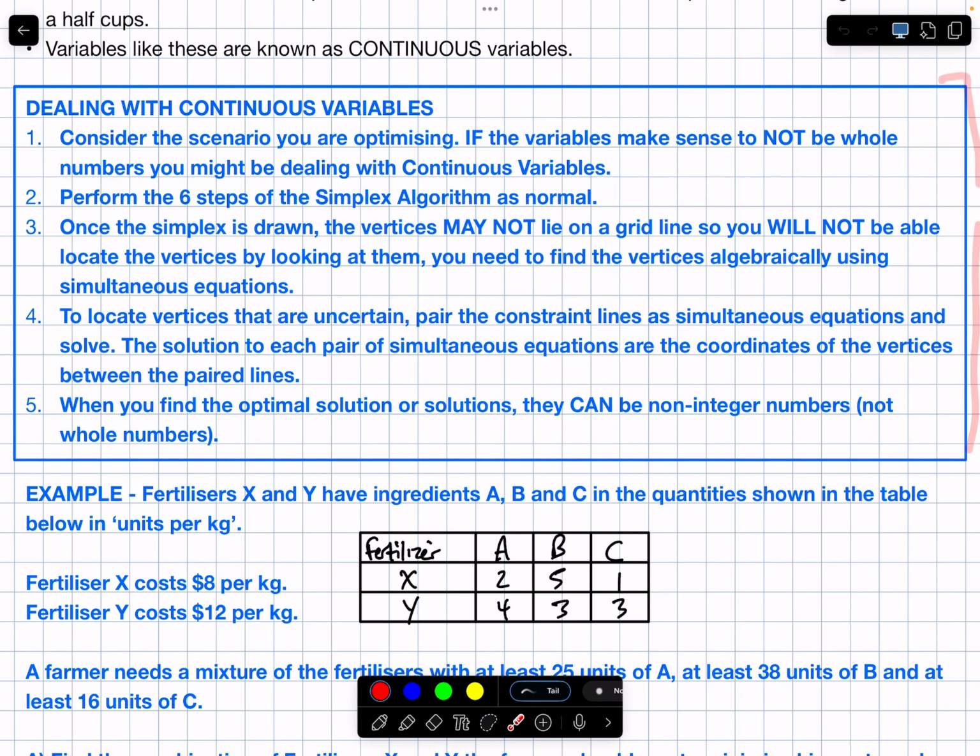There is nothing different in the first 2 steps. Step 1, look at the scenario. Step 2, do the 6 steps of the simplex algorithm as normal. The only place where it differs is once you've drawn your little graph and colored in your little triangle or whatever, your lines might not sit on the corner of a grid line. So you're not going to know whether it's 4 or 5 or 6. You're not going to know exactly where it is. So step 4, you check where those vertices are using simultaneous equations, which I'll show you how to do. And then step 5, you do everything as normal, you just have an extra check in the middle, okay?